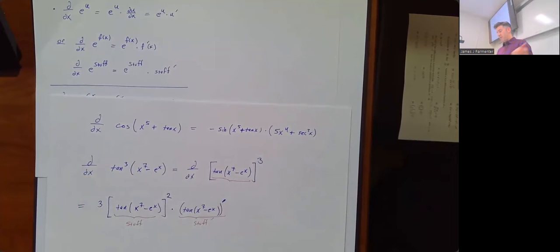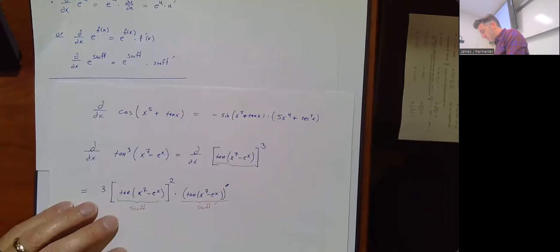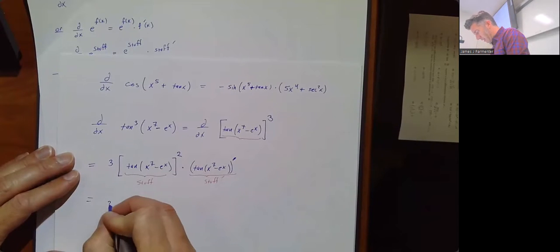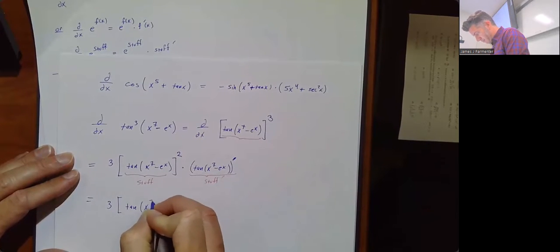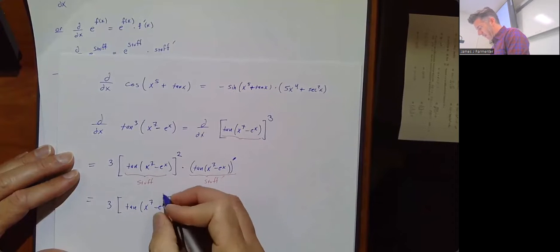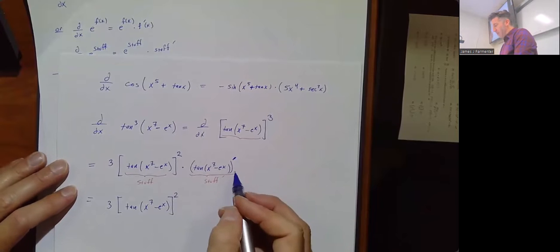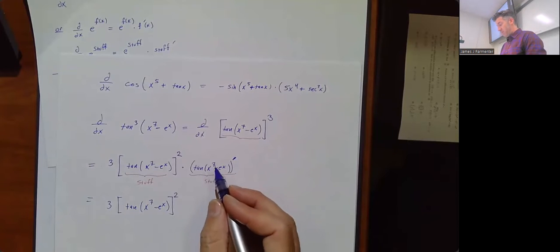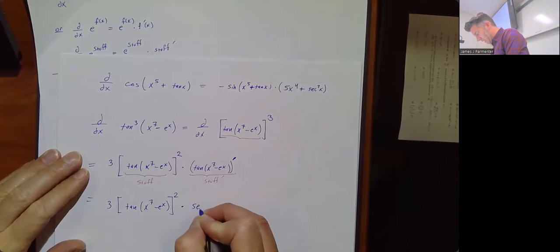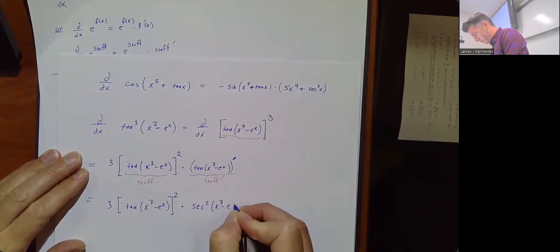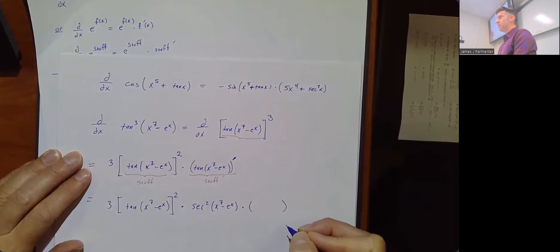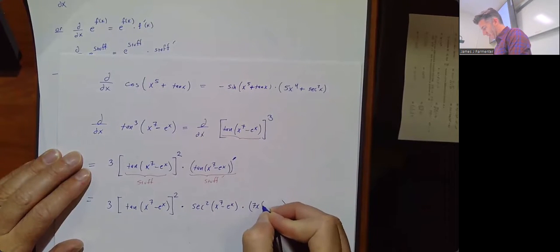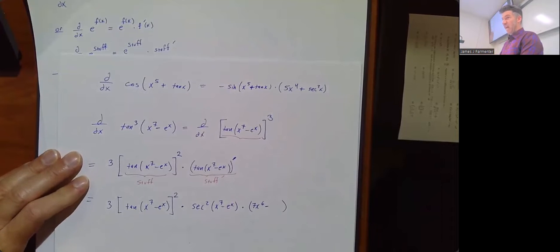But now we have to take the derivative of tangent of x to the 7th minus e to the x. And that's going to require the chain rule again, because I have tangent of some new stuff. So the derivative of that's going to be, let's see, I've still got this part out here. That's not going anywhere. We still got 3 times tangent of x to the 7th minus e to the x quantity squared. And then the derivative of tangent of x is secant squared of x. So the derivative of tangent of some new stuff is going to be secant squared of that new stuff times the derivative of that new stuff, which is 7x to the 6th minus the derivative of e to the x, which is e to the x.